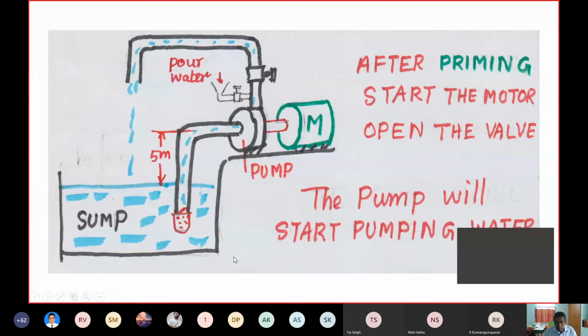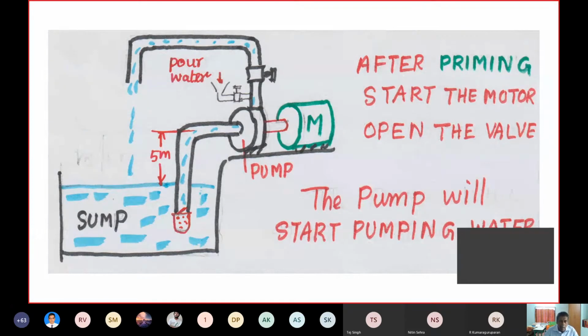Now take this case. Here also you have a sump, the same pump. The suction head is 5 meters. Now for priming, you have a small extra fitting, a small tube, and in the tube there is a small valve. Then a funnel is kept through which you can pour water, and you can see that the complete suction line and the pump casing is filled with water.